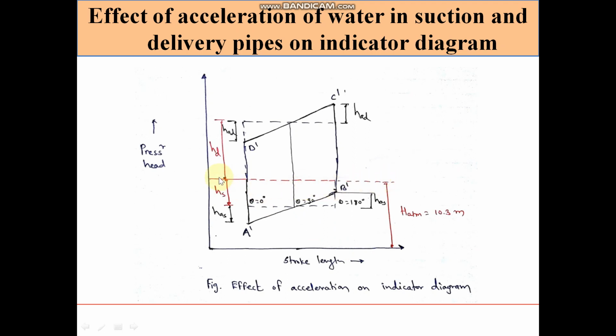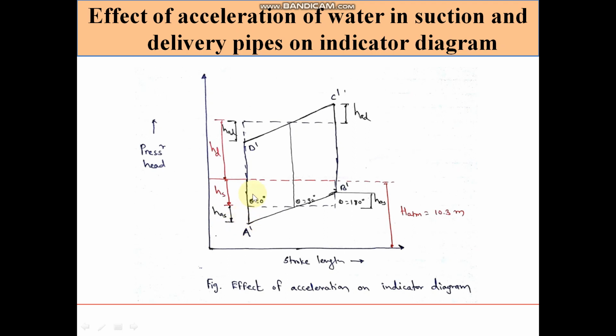This dotted line is representing the atmospheric head line. The suction stroke line is below the atmospheric pressure head line by an amount HS, and delivery stroke is above the atmospheric head line by the amount delivery head HD. Now let's see the effect of acceleration of water.